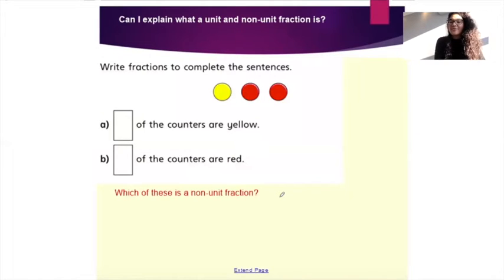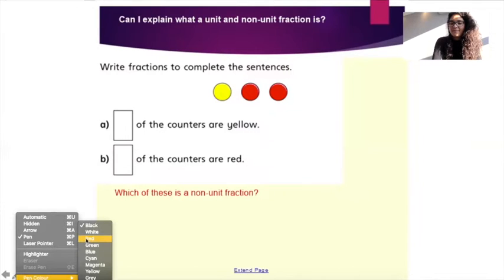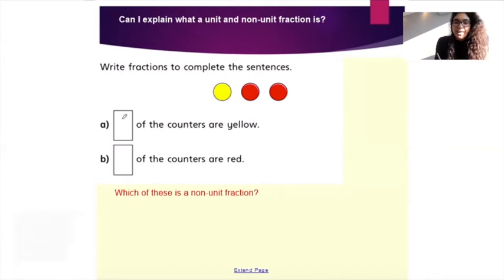Let's try and write fractions here to complete the sentences. Part A, blank of the counters are yellow. So can you tell me what fraction we would put there? If you wrote or said 1 out of 3, then you are absolutely correct, because one counter out of the 3 counters in total, remember we've got 1, 2, and 3 counters. So one of them out of the 3 are yellow. What about part B then? How many of the counters are red?